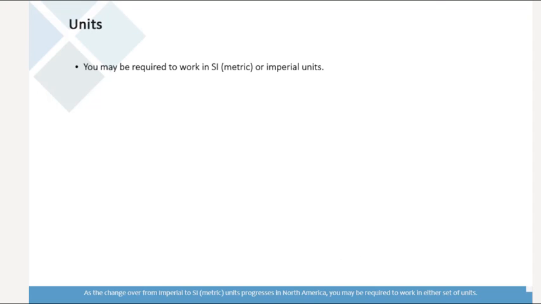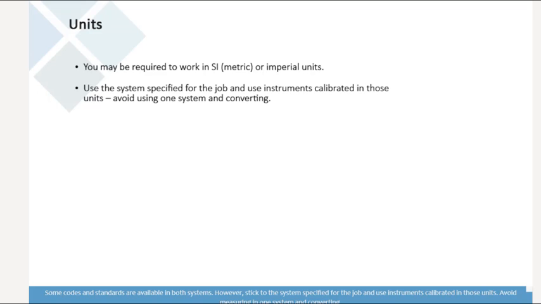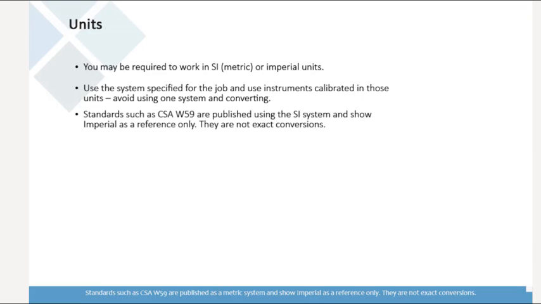As the changeover from imperial to SI units progresses in North America, you may be required to work in either set of units. Some codes and standards are available in both systems. However, stick to the system specified for the job and use instruments calibrated in those units. Avoid measuring in one system and converting. Standards such as CSA W59 are published in the metric system and show imperial as a reference only. They are not exact conversions.